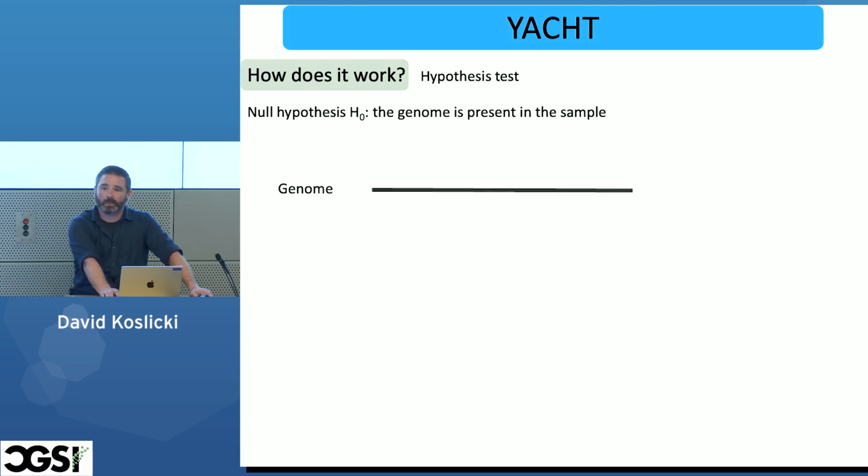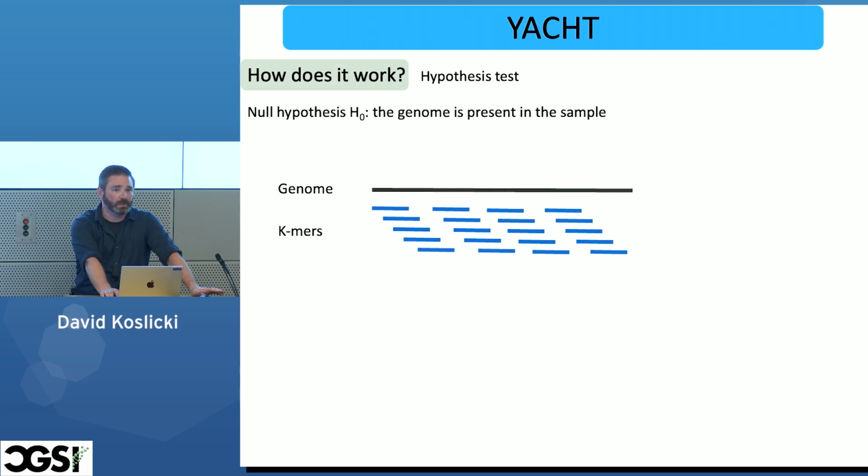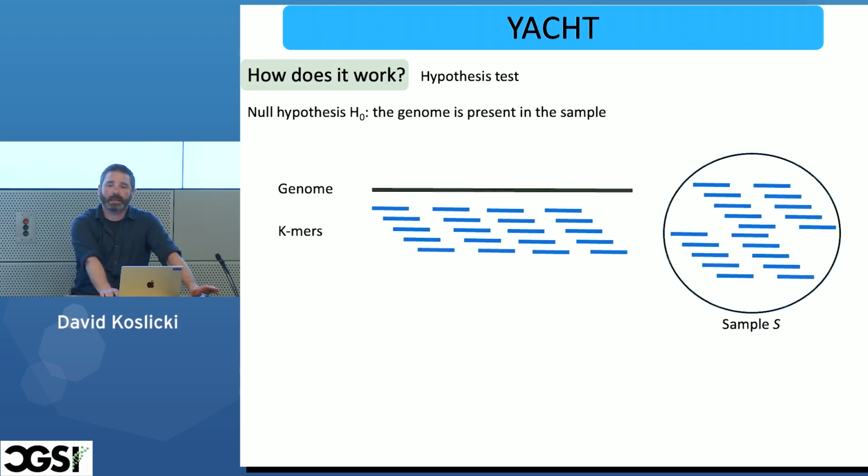So we have our genome. Remember, I split it up into a bag of words, in this case, k-mers. And I'm assuming, for my null hypothesis, that all these k-mers are present in the sample. So every single one of these blue bars in my genome is present in the sample.